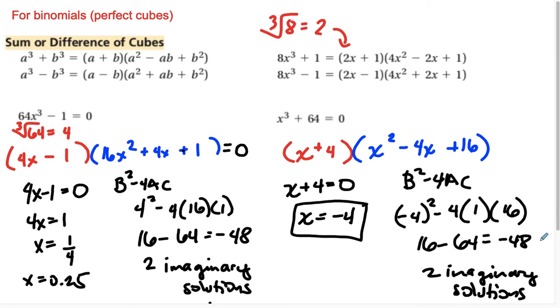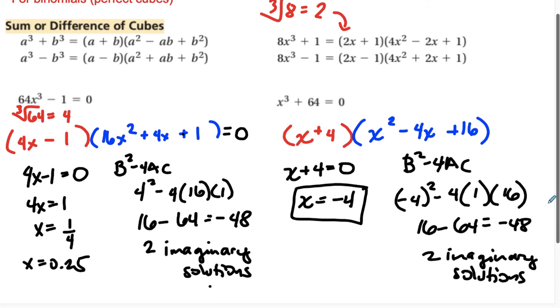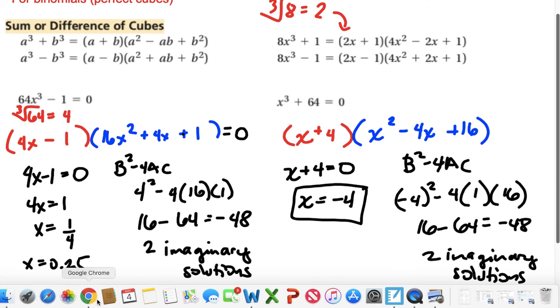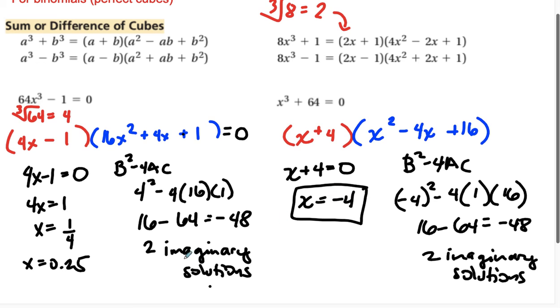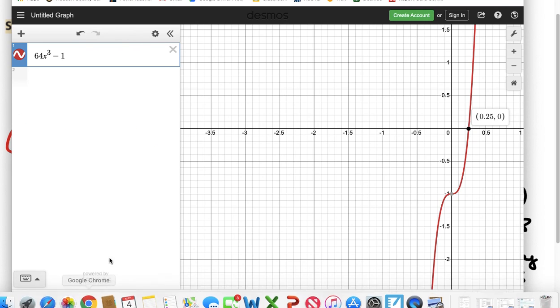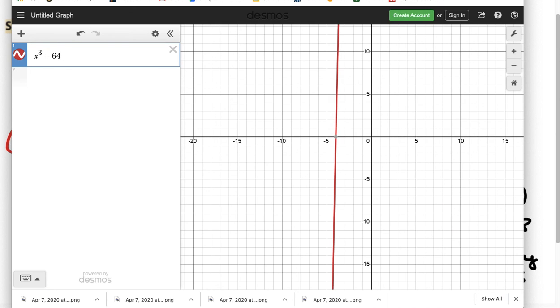Okay. All right, so we now know that the graph is going to cross the x-axis once at negative 4, and then it's not going to cross again. So let's take a look at the graph. So x cubed plus 64. So again, that's where it crosses the x-axis, and it doesn't cross the x-axis again.